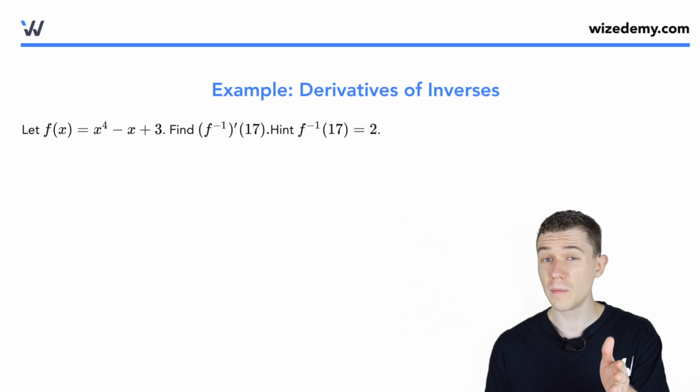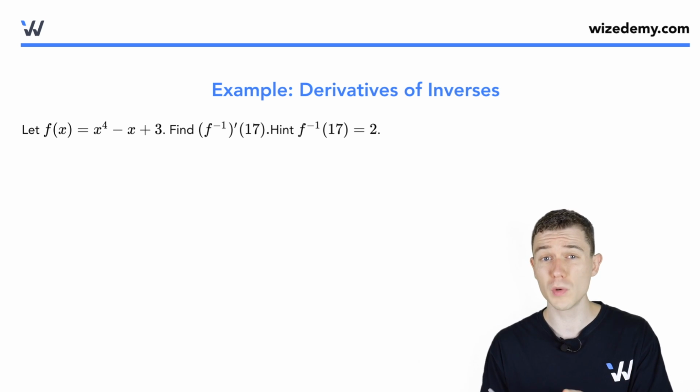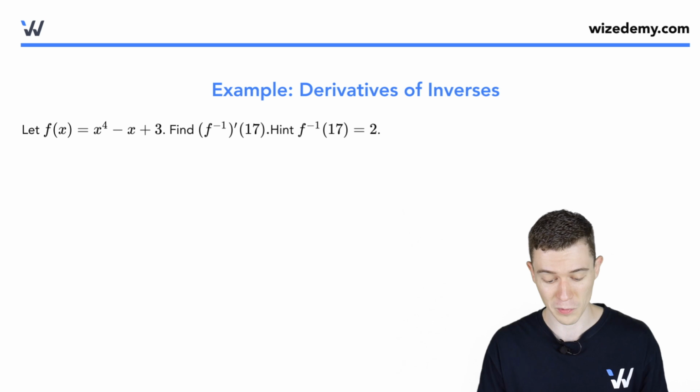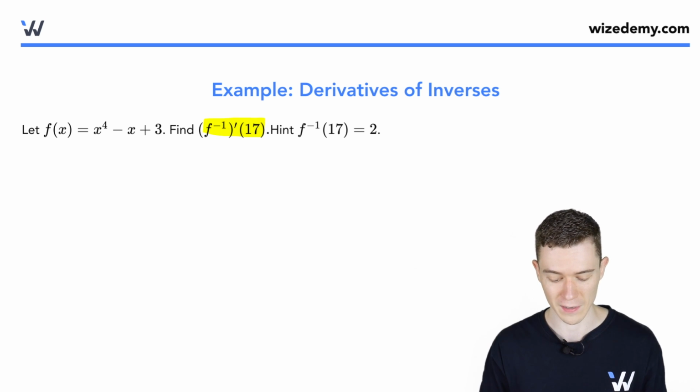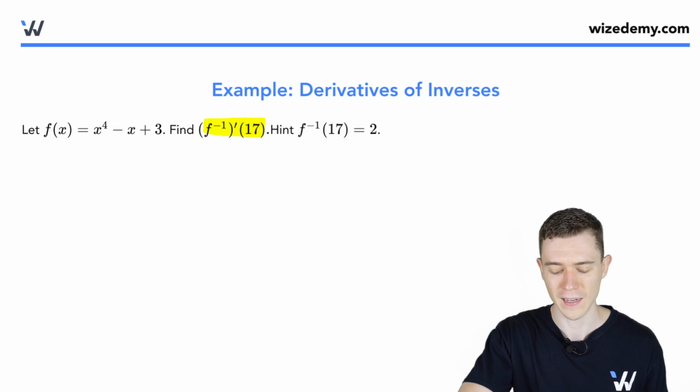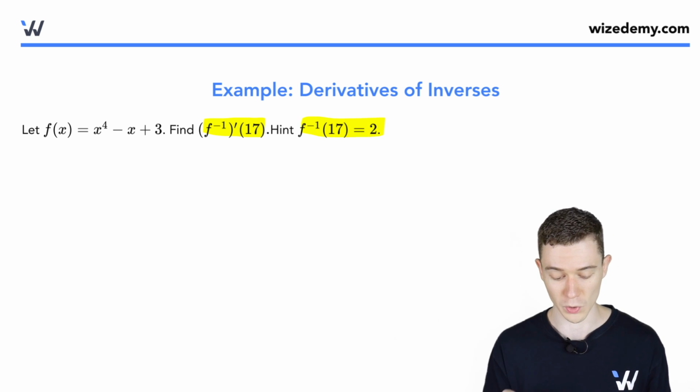We're given a fourth degree polynomial. We want to know what's the derivative of its inverse evaluated at 17. In other words, f inverse prime of 17. We're also given the fact that f inverse of 17 equals 2.